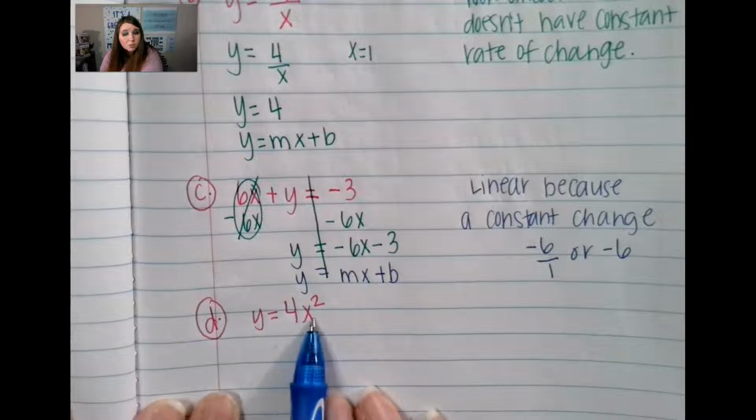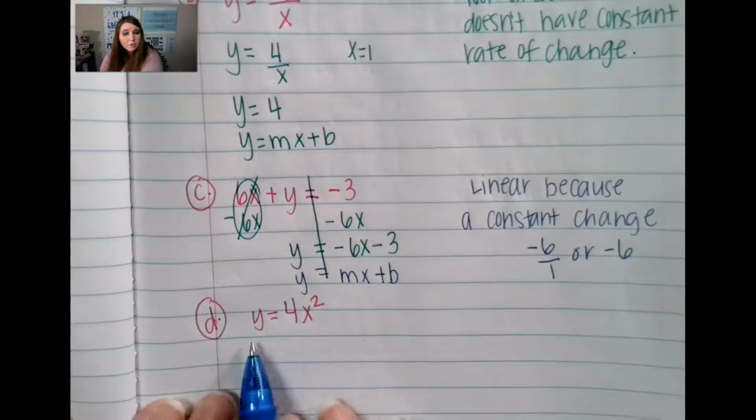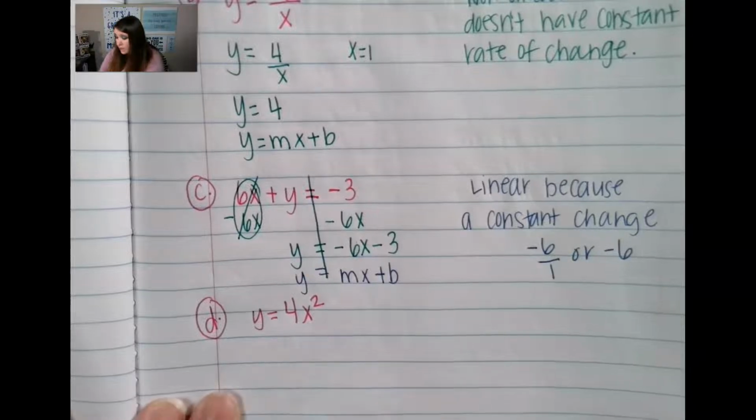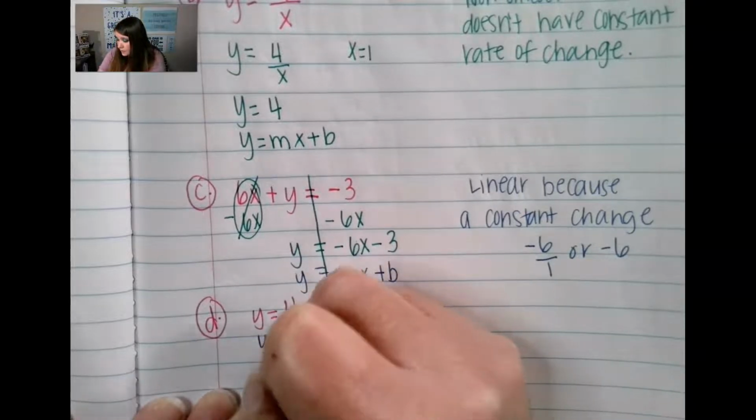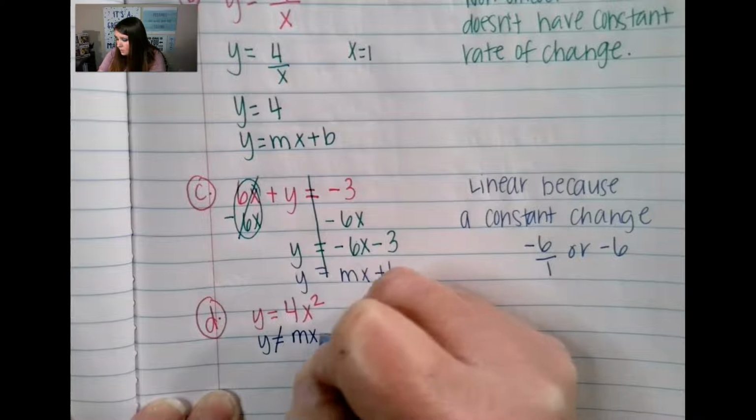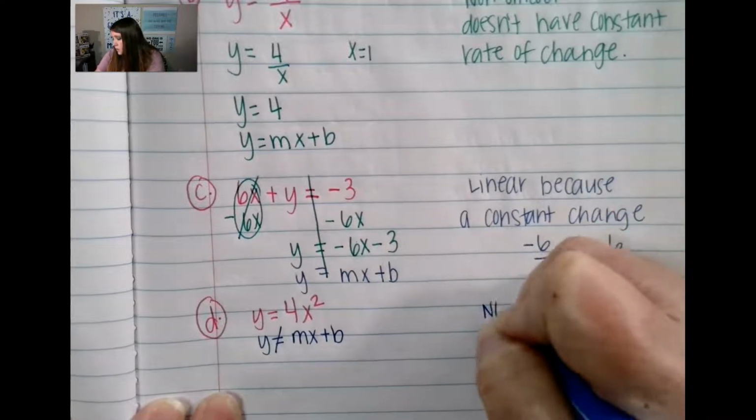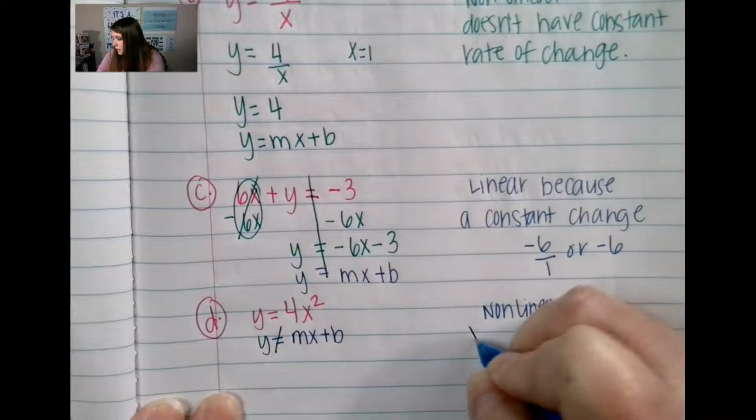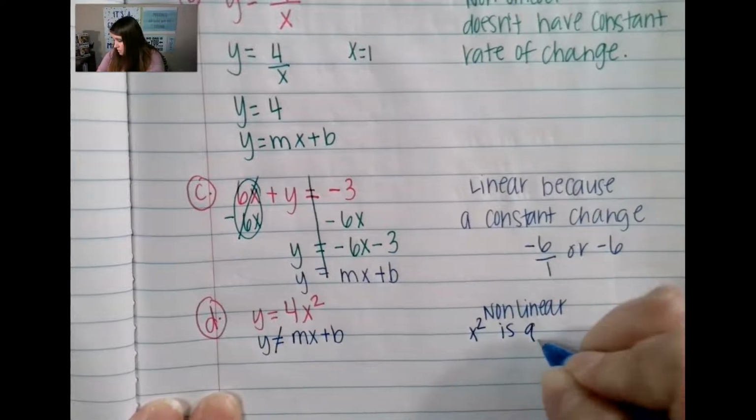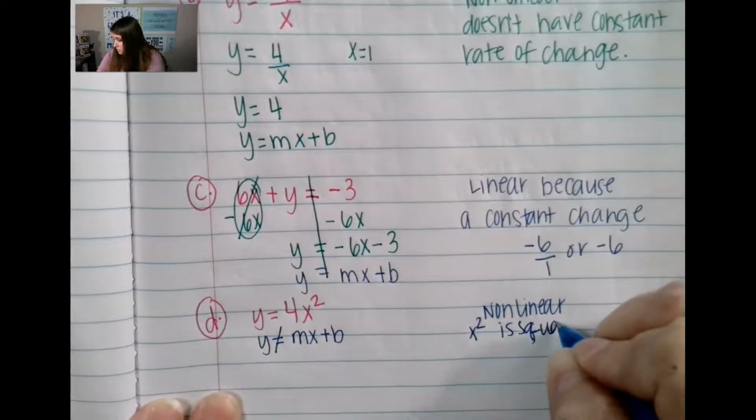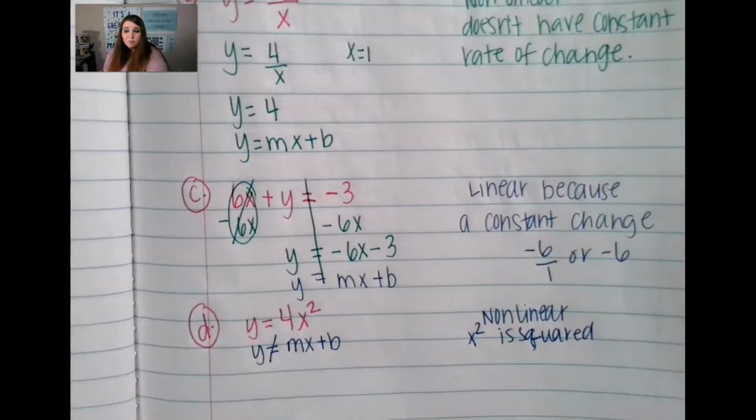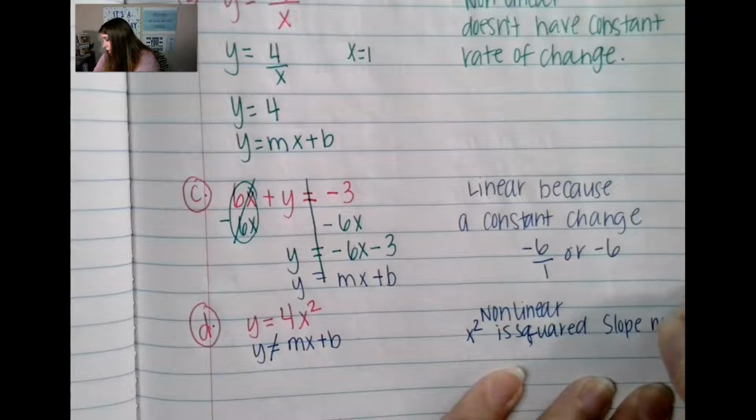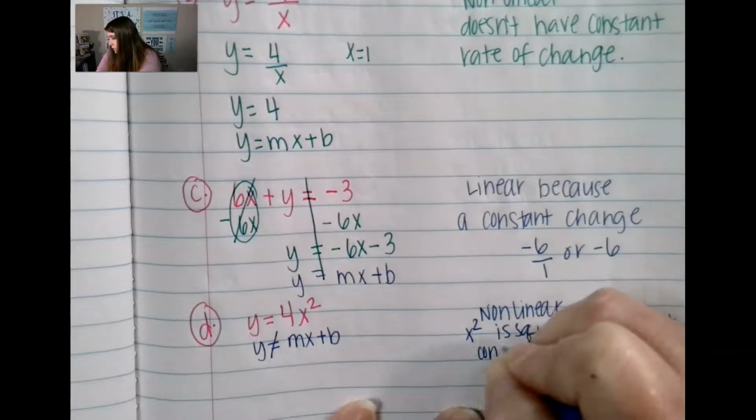So our rate of change, as these two work together, will give us y values that do not give us a straight line. So this does not equal mx plus b. This one is non-linear, and it's non-linear because x is squared. The rate of change is not constant. Slope, not constant.